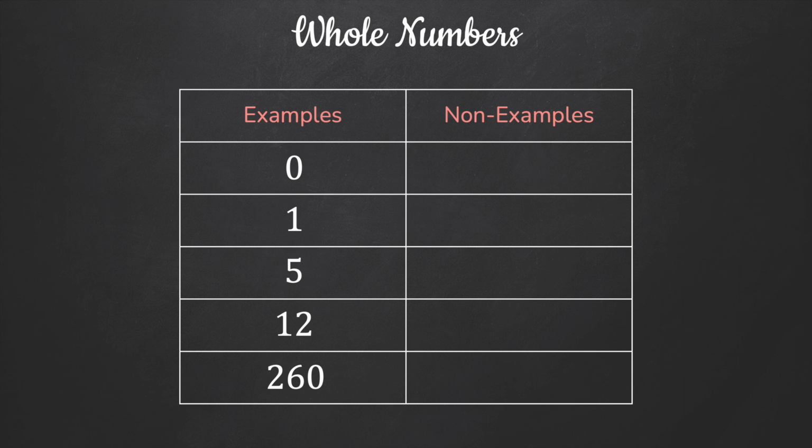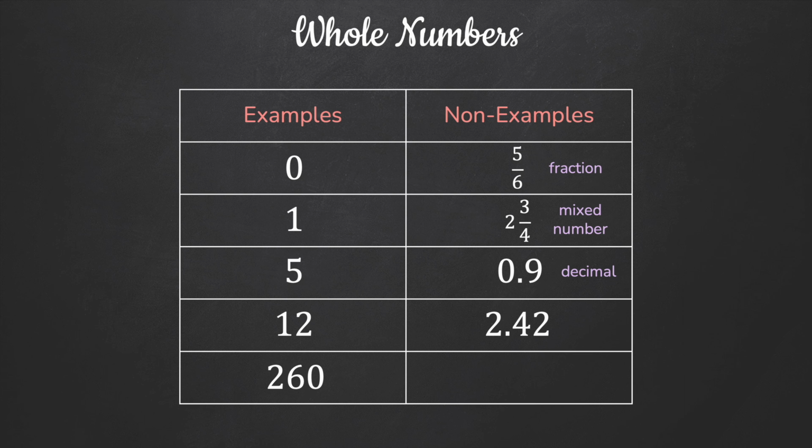Non-examples include 5/6, because that's a fraction, 2 3/4, because that's a mixed number, 9/10, because that's a decimal, 2 42/100, because that's a decimal, and -6, because that is a negative number.